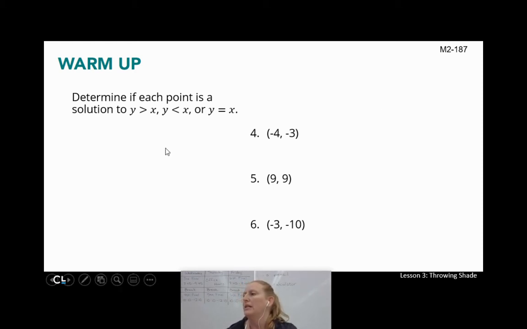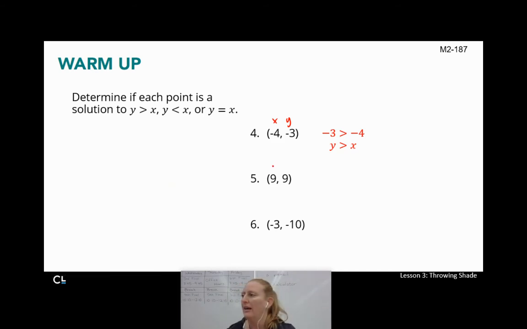So here I can see, I need my pen. So I have, that's my x-coordinate and that's my y-coordinate. So my y-coordinate, negative 3, is actually greater than my x-coordinate of negative 4. Oh, did you catch that? Remember that on a number line, negative 3 is to the right of negative 4, so negative 3 is actually greater than negative 4. So in this case then, y is greater than x.